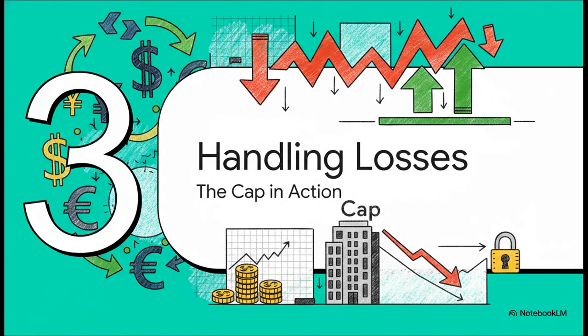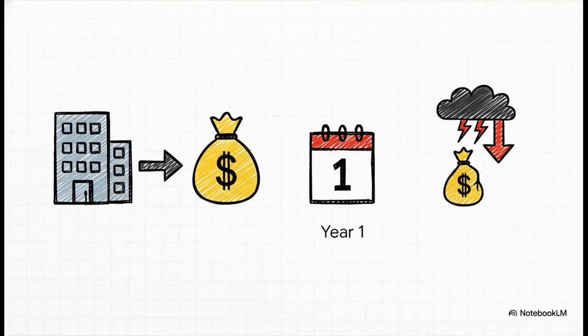Okay, so that's the theory, but how does this cap actually work in practice? Let's see it in action. What happens when the currency moves against you and you're staring at a loss? We're going to use a really simple example. Let's say a company has a $1,000 loan. At the end of year one, the currency has weakened, and now they're looking at a pretty significant exchange loss.